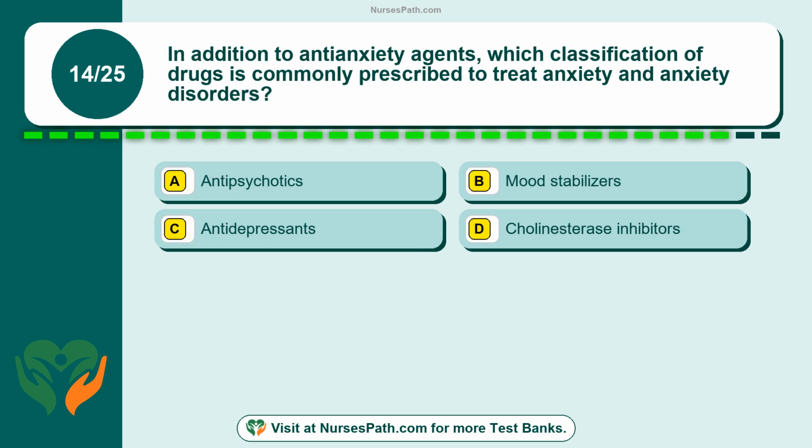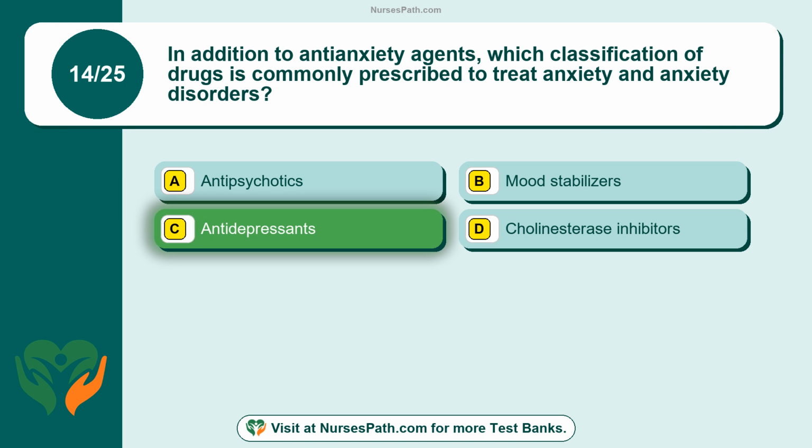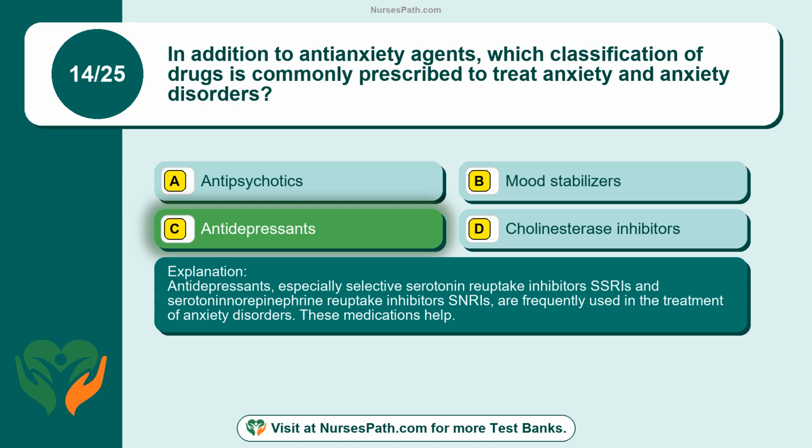Question 14. In addition to anti-anxiety agents, which classification of drugs is commonly prescribed to treat anxiety and anxiety disorders? Option A. Antipsychotics. Option B. Mood stabilizers. Option C. Antidepressants. Option D. Cholinesterase inhibitors. The correct answer is option C. Antidepressants, especially selective serotonin reuptake inhibitors (SSRIs) and serotonin norepinephrine reuptake inhibitors (SNRIs), are frequently used in the treatment of anxiety disorders. These medications help.